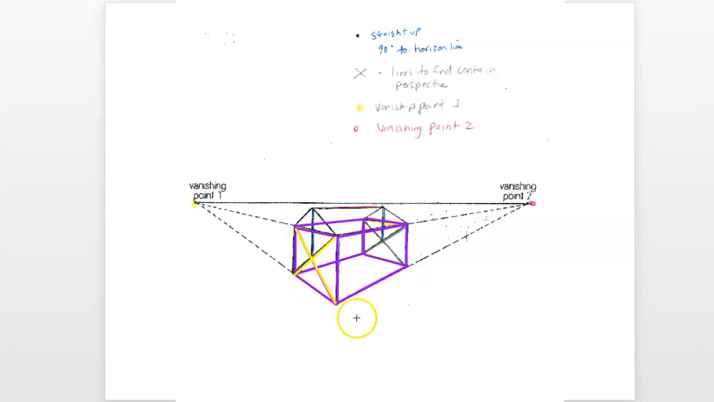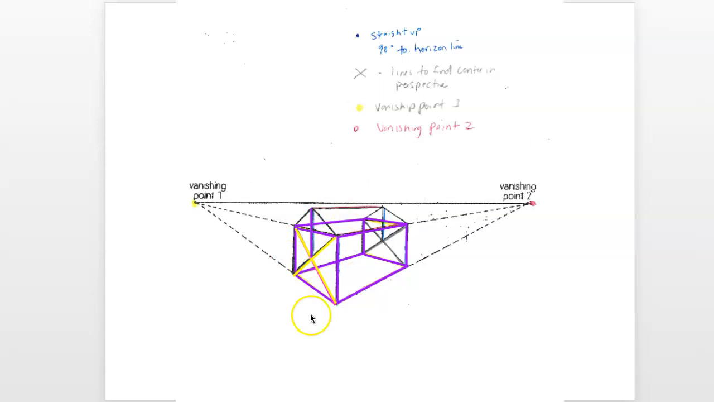And you draw an X to find the middle point in perspective, not the middle measuring, I should say. If you measured it, you would see that this side is smaller than this one because things diminish in space and perspective. So you have to draw an X to get the middle point in perspective. From there, you draw a line straight up into space. Straight up into space. And that's the roof.